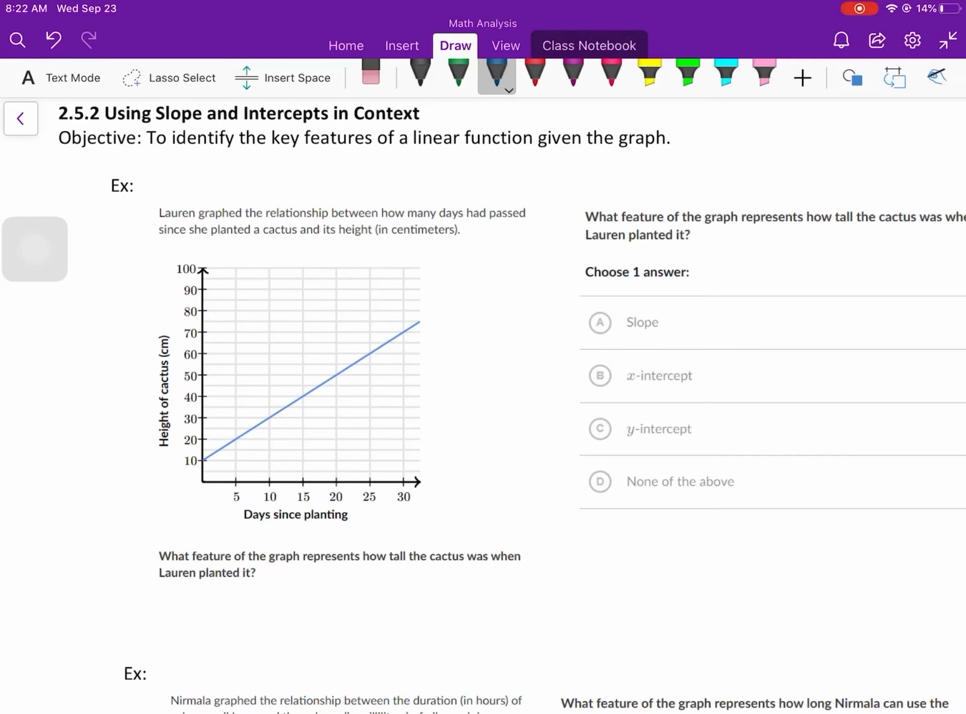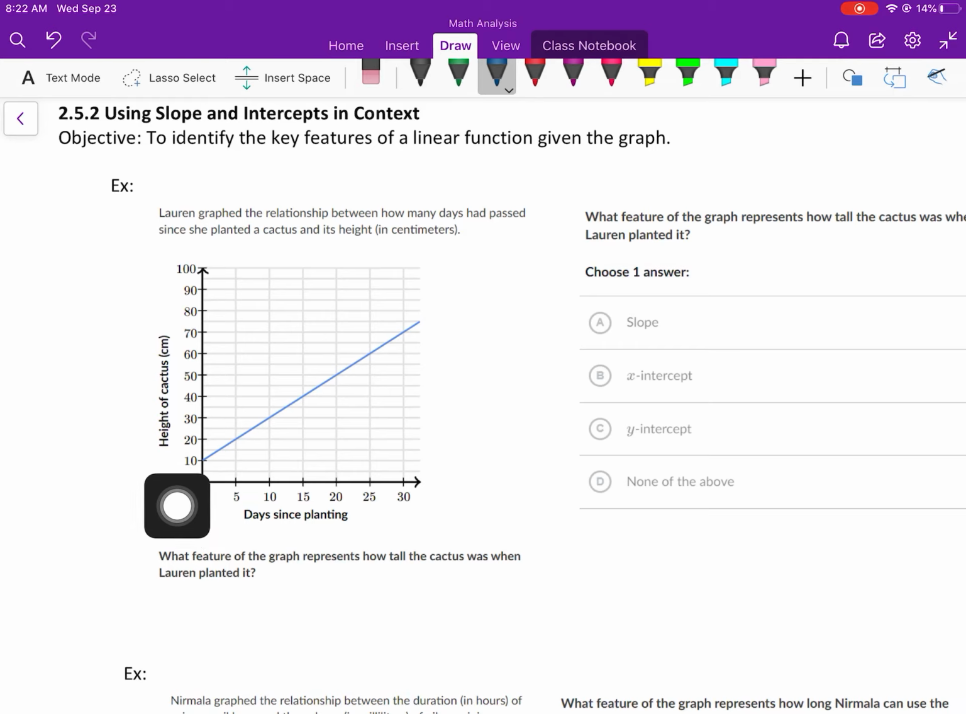Similar assignment to last time, we're going to be using this graph to identify key features of a linear function. So within the context of a word problem, though, if you look at this one, we have the height of a cactus. Here's days since planting. So what feature of the graph represents how tall the cactus was when she planted it?